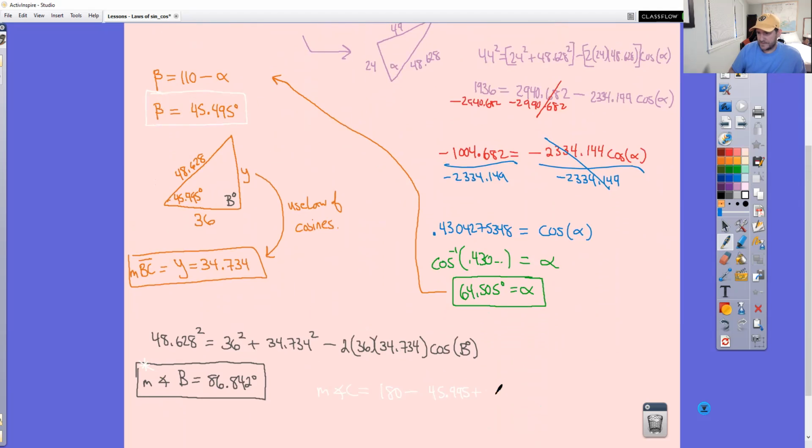plus 86.842. And forgive this thing for making every 4 look like a 9. All right. So we can do 180 minus the previous angle plus 45.495. I'm getting 47.663.